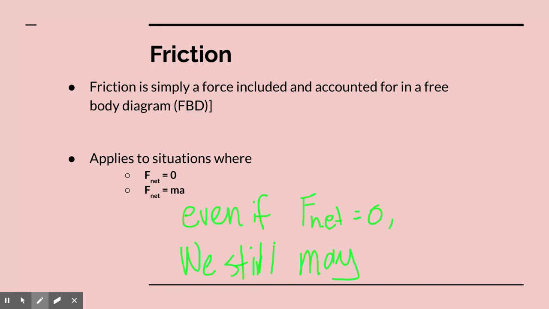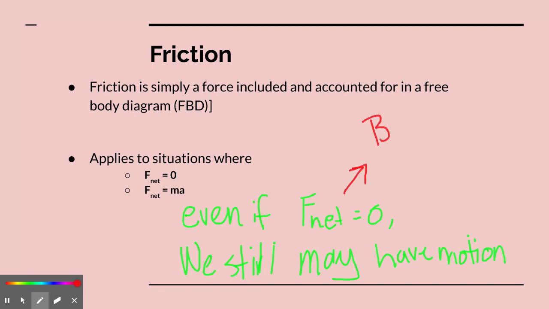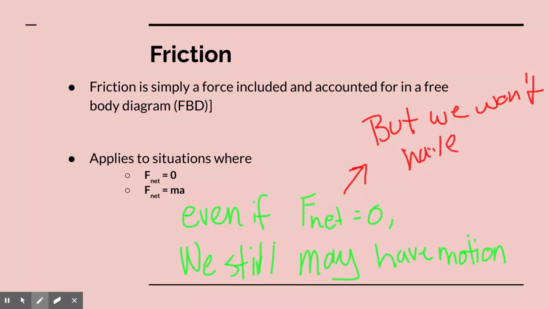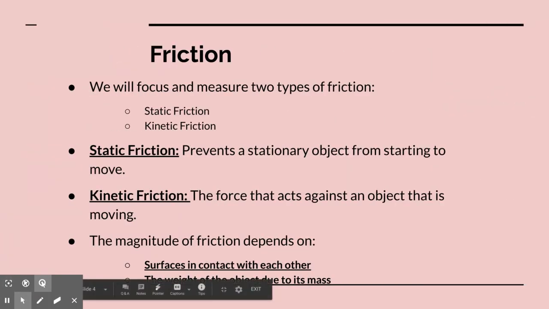So we still may have motion. Keep this in mind: even if the net force is zero, we still may have motion. What we won't have, though, remember, what wouldn't we have? If net force is zero, what wouldn't we have? If you thought of it, that's right, we wouldn't have acceleration. So if net force is zero, there's no acceleration, but that does not mean we don't have motion. Just keep that in mind, something to always be aware of.